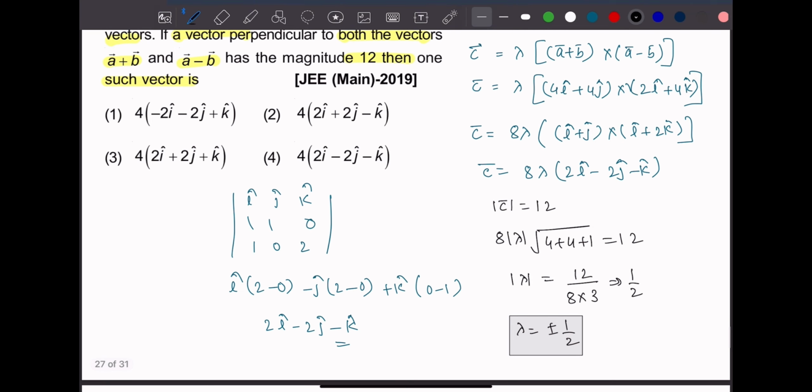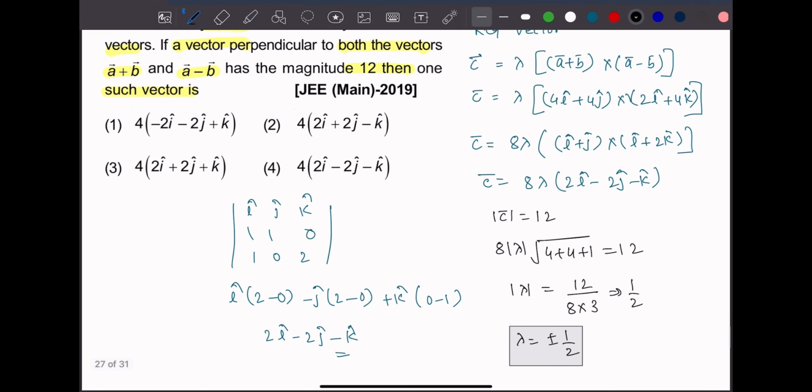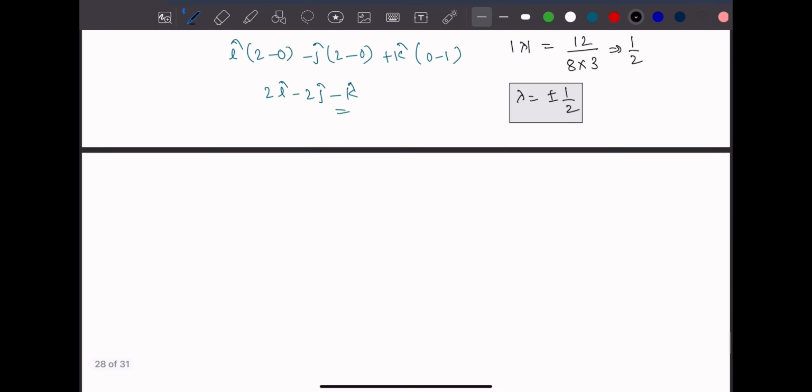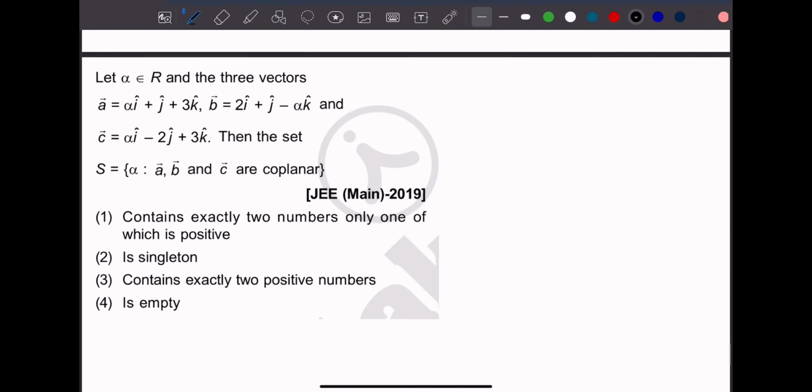Okay, so such a vector if we need, you can substitute this value of lambda as 1 by 2 in this one. So if I substitute lambda value as plus or minus 1 by 2, I'll get 2 i cap minus 2 j cap minus k cap. Look, one option matches here, 2 i cap minus 2 j cap minus k cap, which means option number 4 is our correct answer. Okay, let's move to the next question.